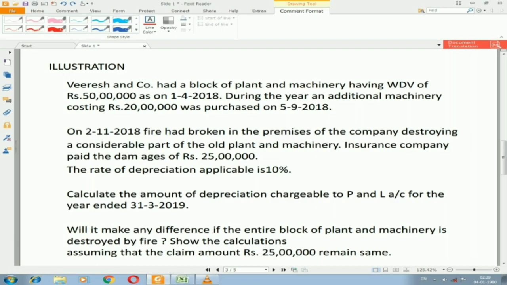Apart from that, they have given one more question. Will it make any difference if the entire block of plant and machinery is destroyed by fire? Show the calculations assuming that the claim amount of rupees 25 lakh remains the same. Here they have asked one more question: we need to find out, if the entire block of plant and machinery is destroyed, what the calculation will be. And we also need to assume that even if the entire plant and machinery is destroyed, the insurance company is going to give the claim amount of rupees 25 lakh. By using that, we need to find the solution. In the illustration, we have two questions to solve.